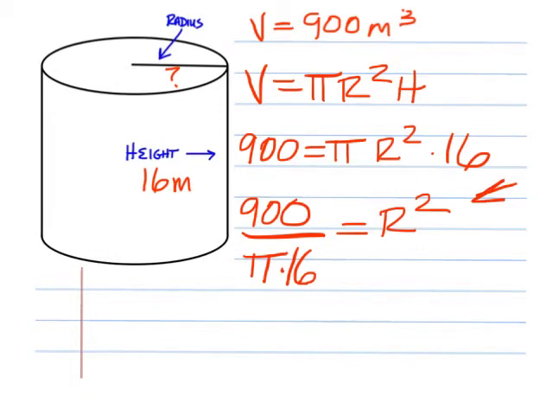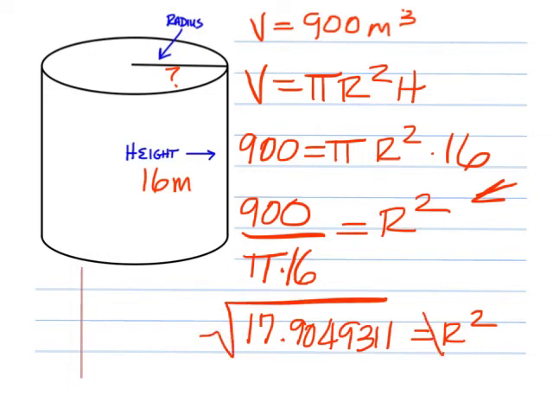Do 900 divided by pi times 16 and come up with an answer of 17.904931. Leave that in your calculator. Don't round it. That is because you have a square on the R. And in order to figure out what R is by itself, you must do the square root of both sides. The square root of R squared is R.